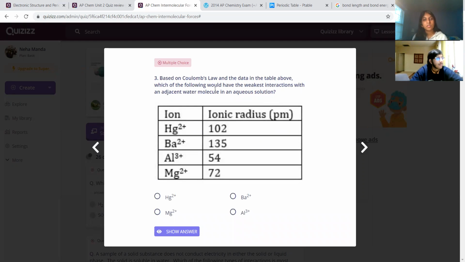Okay, based on Coulomb's law and the data in the table above, which of the following would have the weakest interactions with an adjacent water molecule? I don't really know what to do about this one. So maybe it would be Ba2+ because it has a large radius, because that would have weak interactions, I think. Yeah, because with Coulomb's law, the smaller the radius, the stronger the forces. So the larger the radius, the less the interaction.